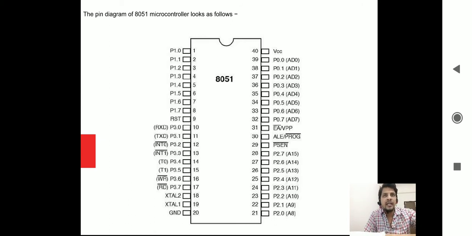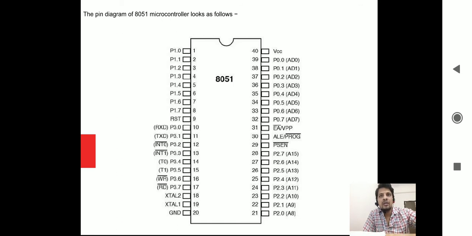Pins 18 and 19 together are used for interfacing an external crystal to get the system clock. That is about pins 18 and 19. And pin 20 acts as the ground for the microcontroller. Till now we have discussed port 1 and port 3.